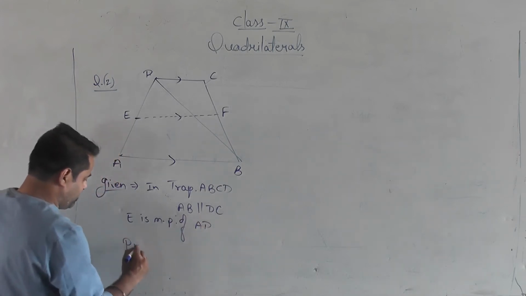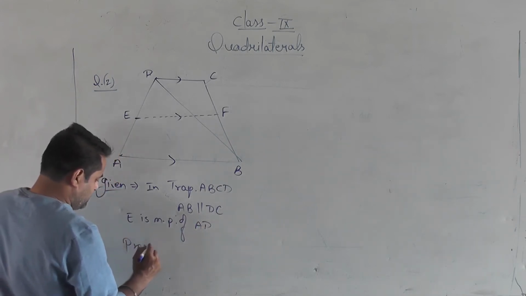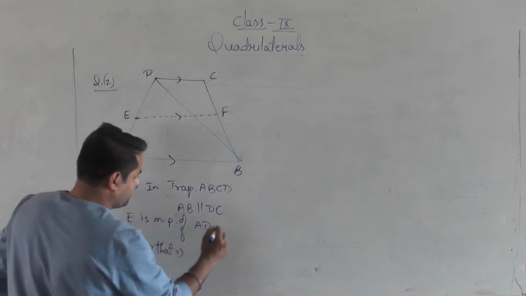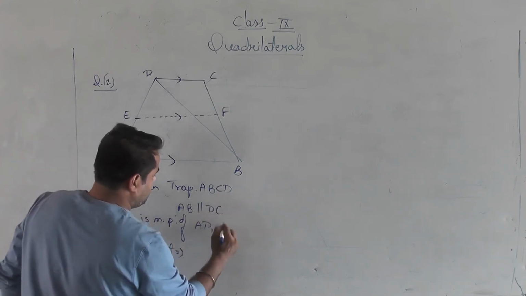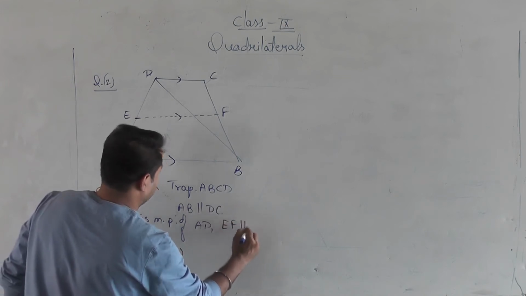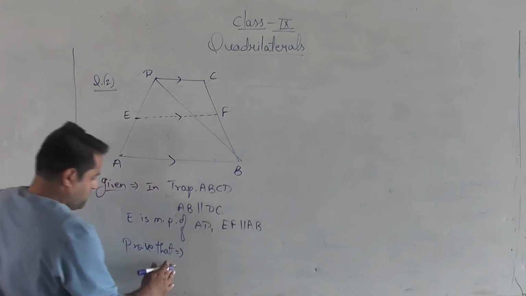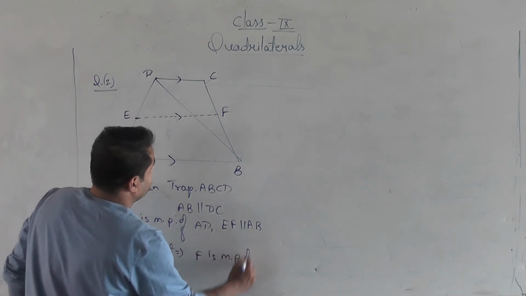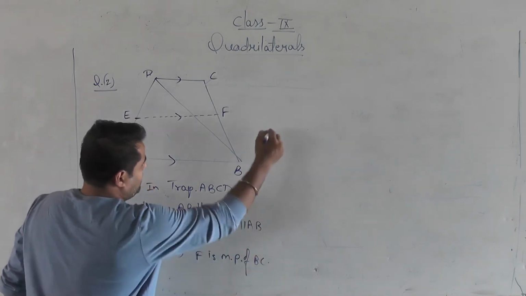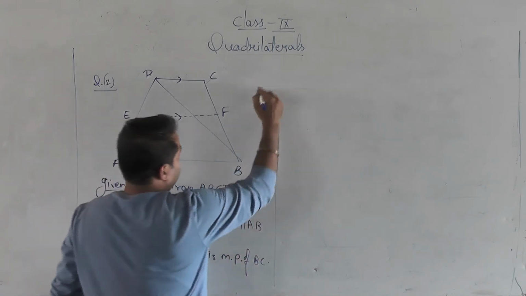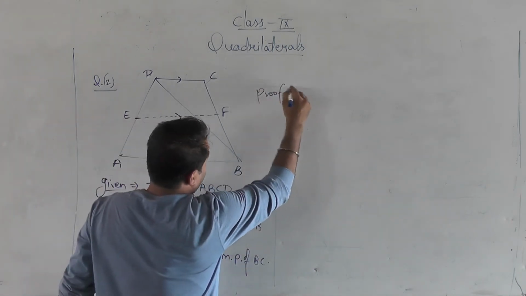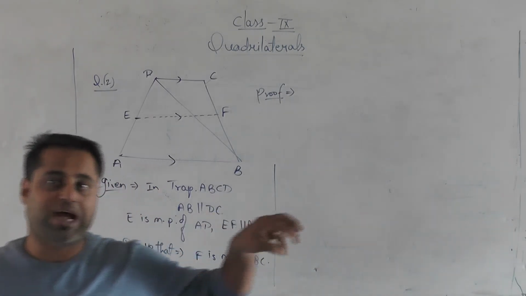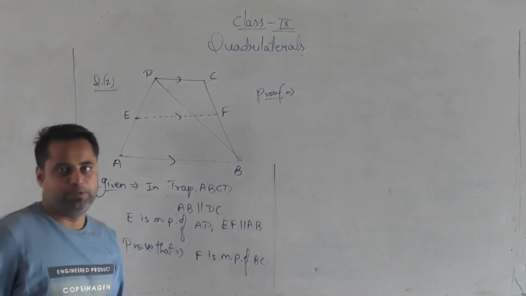What we need to prove is, and here one more thing, that EF is parallel to AB. What we need to prove is F is the midpoint of BC. So now you don't need to prove it again. What we are doing here is we can take the reference of the midpoint theorem, and through that we can prove that F is the midpoint of BC.